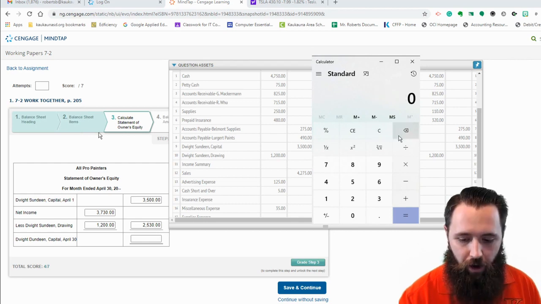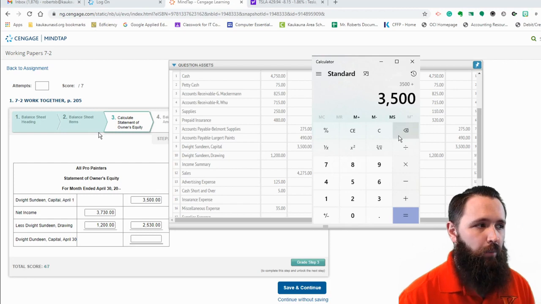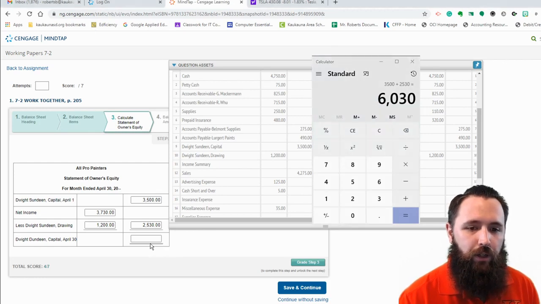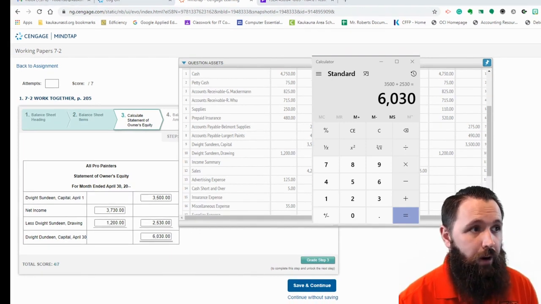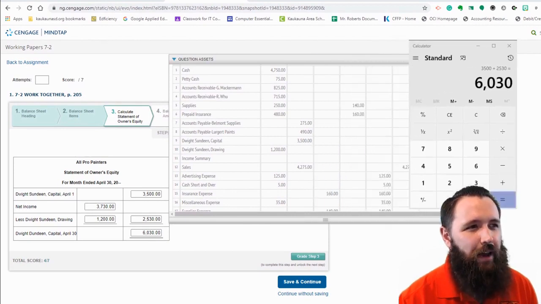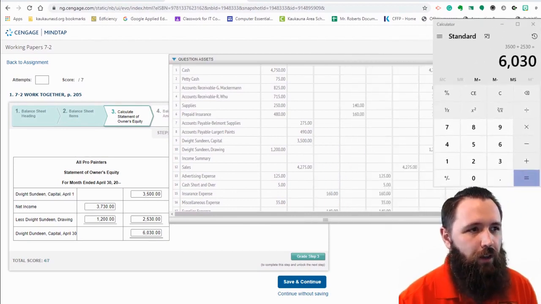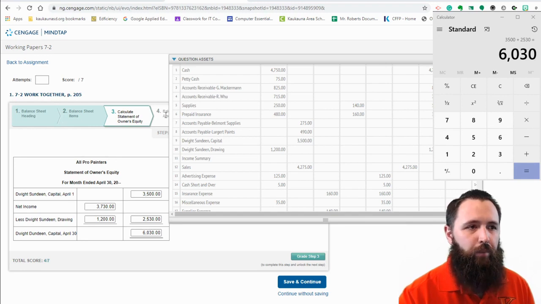So we're going to take our old capital, 3,500, which is a positive number, and add 2,530. So what do we get? Our new capital is 6,030. Now, what I would recommend is writing this number down, okay? 6,030. I would write it down because you're going to come across some stuff where it's going to ask you for that number.